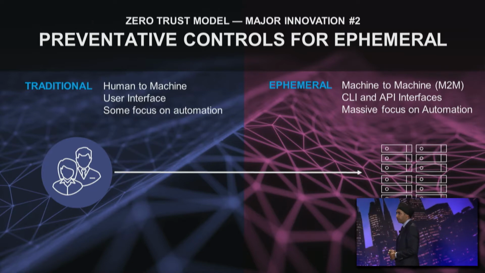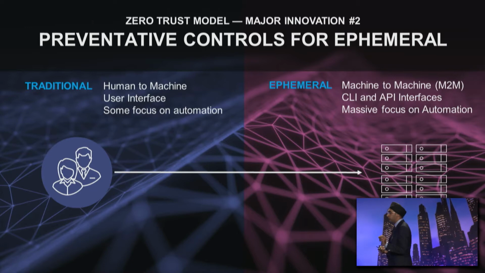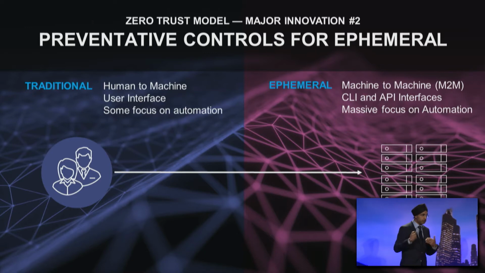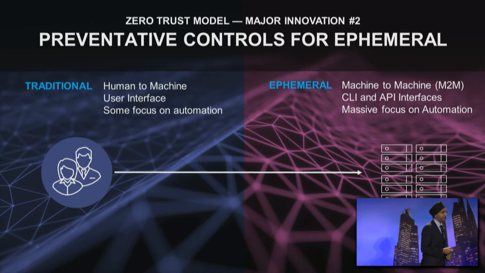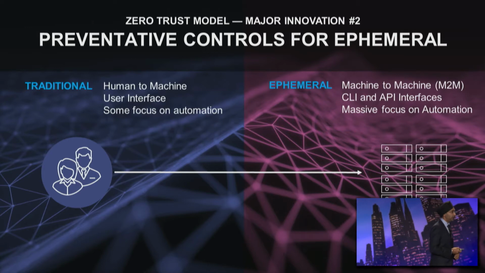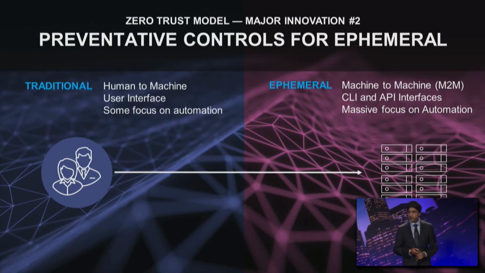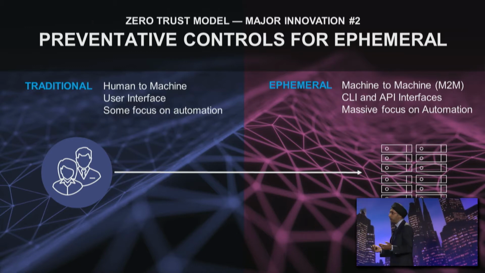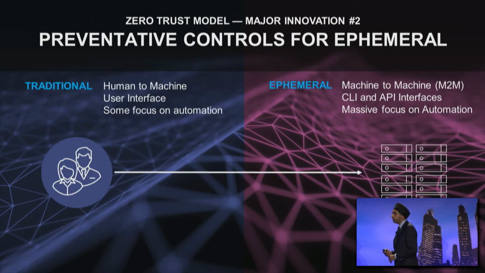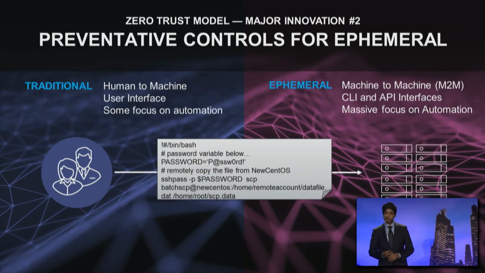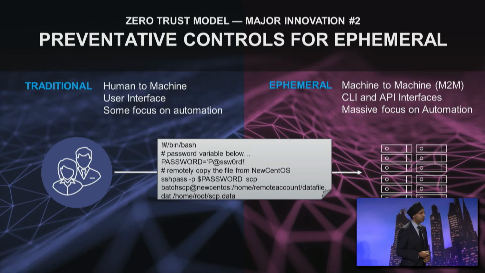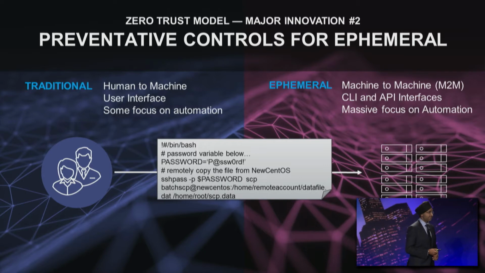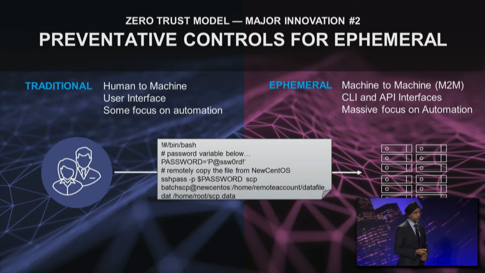But let's talk about this from a zero trust perspective. In a traditional data center, you've got human to machine interaction. I used to be an IT guy back in England. I used to log on to a Unix machine and do Oracle DBA work. I interfaced with the machine, user interface, and there was some level of automation. One of the things that we used to do, and we still do it a lot, check with your IT guys, is you run scripts, and there's passwords within scripts. Guess what the bad guys do? They look at those passwords and they get in.